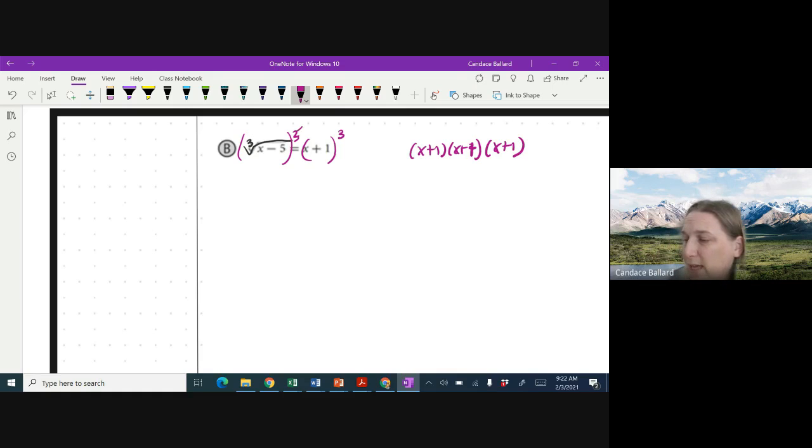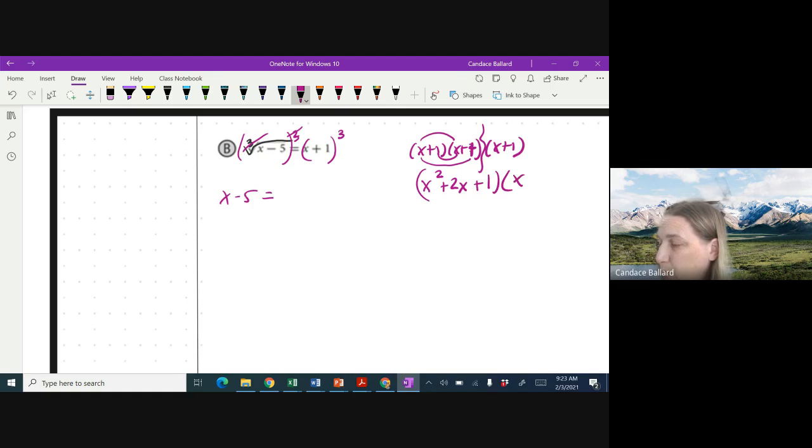Ooh, that's a killer, right? That means I need to FOIL and then some. So let's actually try to simplify that a little bit. So I'm going to FOIL the first 2 together. I'm doing some scratch work off to the side here. So I've got x squared. X times 1 would be 1x. I have another 1x. When I add those together, I get 2x. And then 1 times 1 would be 1.